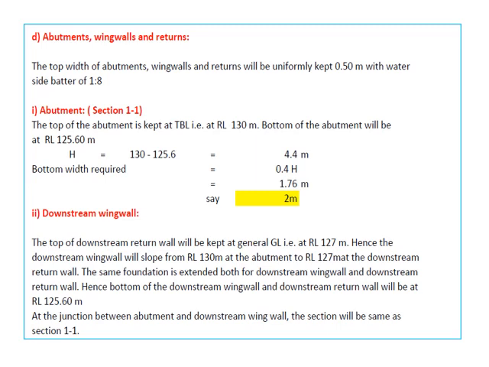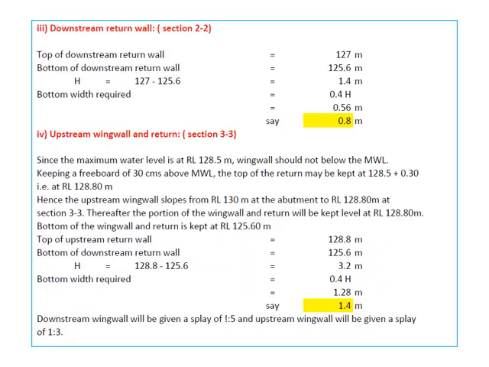Similarly, I told you the top of the downstream return wall is always kept at general ground level, which is 127. So the downstream wing wall is sloped from 130 to 127. The same foundation which you provided for the abutment can be extended to the downstream wing wall and the downstream returns. The top of the return wall is kept at 127, and the bottom of the downstream return wall is kept at 125.6. Therefore the height is 1.4. The thumb rule is 0.4 times h for the bottom width, so you can go for at least 0.8 meters as the bottom thickness for the return walls.